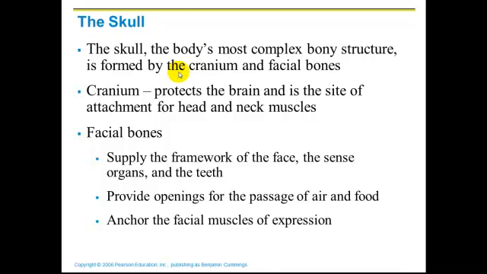The first structure that we will look at under the axial skeleton is the skull. Now, the skull is not a single bone. Rather, it's the most complex bony structure. It's formed by cranial bones and facial bones. The cranial bones form the cranium, which protects the brain. It's also where we'll see the site of attachment for head and neck muscles.